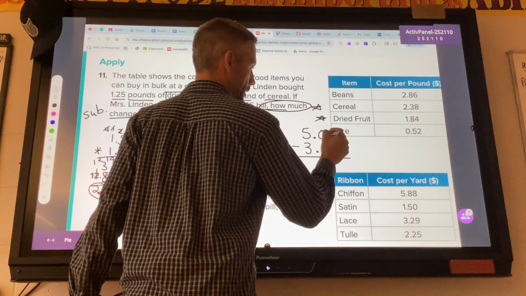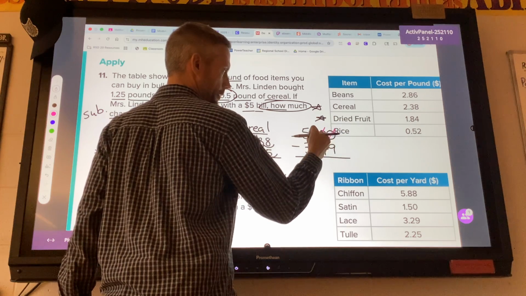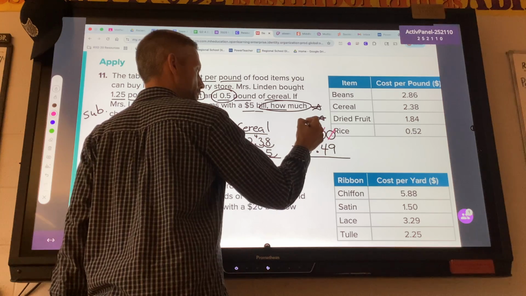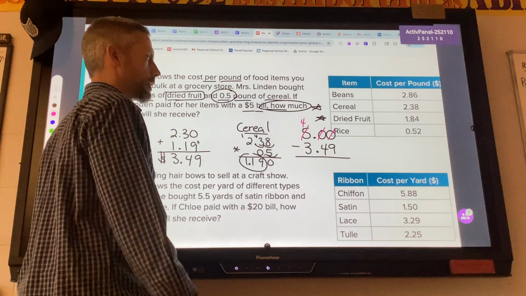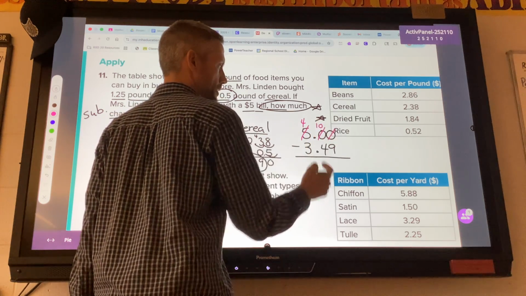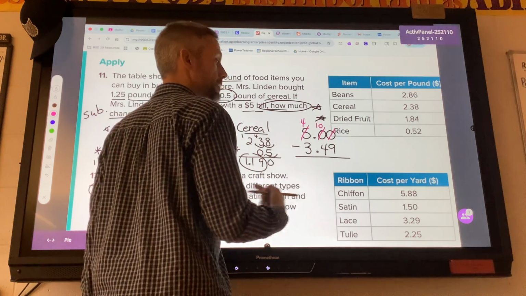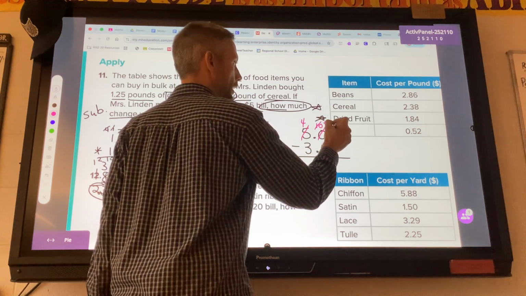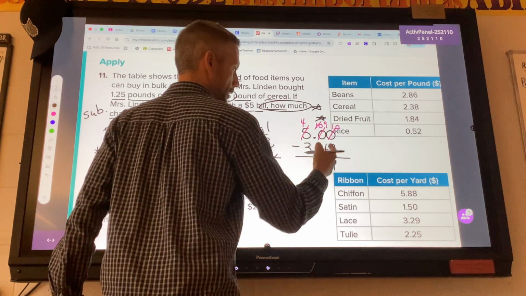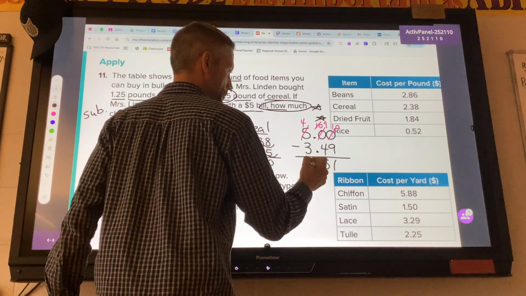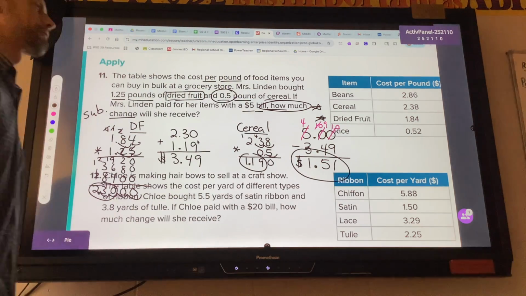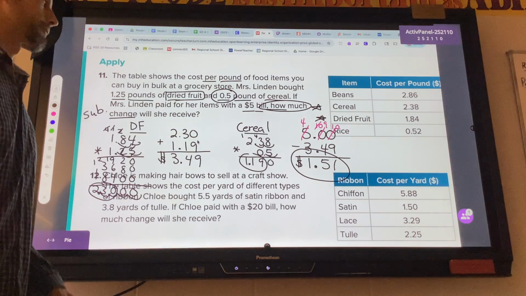I want to borrow from this, right, because I can't take 9 away from 0, so I want to borrow from this column, but there's nothing there, so we have to go to the other neighbor, keep going until we get to a number that we can borrow from. So now the 5 becomes a 4, but we pass it on to this number, which becomes a 10, but we still have to pass it on to the 0 that we started with. So now this will become a 9, and this will become a 10. 10 minus 9 is 1, 9 minus 4 is 5, and 4 minus 3 is 1. So Mrs. Linden should expect to get $1.51 back in change after all is said and done.